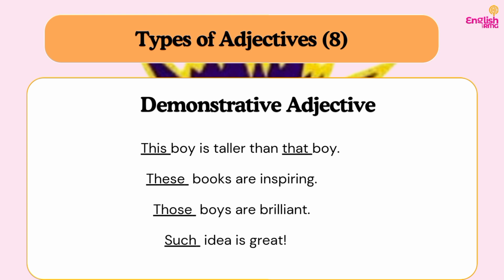So we could also have such idea is great. So such is also a form of a demonstrative adjective pointing out what is being talked about in the sentence. Do you understand? However, what I really need you to note in demonstrative adjectives is that they can be singular or plural depending on the noun that is referred to. So this is singular for closer noun. So when I had only one boy, I said this boy. But when the noun is plural, like I have in books, I use these.